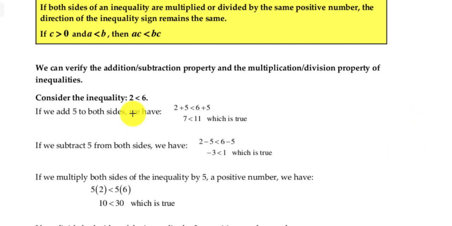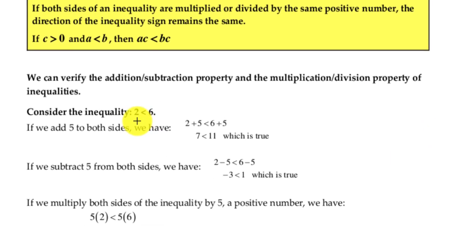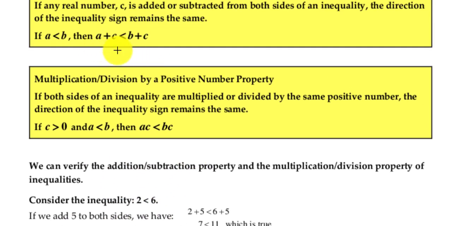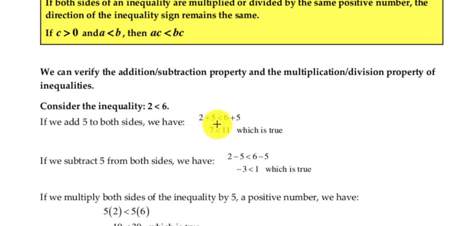So to verify, if I know 2 is less than 6, and I add 5 to both sides, so basically I'm saying my value for C is 5, it doesn't change the result. The result is still true. If 2 is less than 6, 2 plus 5 will be less than 6 plus 5. And it works for subtraction too. If I know 2 is less than 6 and I take away 5 from both sides, this inequality is still true. Negative 3 is still less than 1.